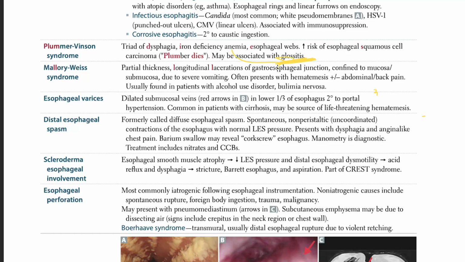Mallory-Weiss syndrome, you have a longitudinal partial thickness laceration of the gastroesophageal junction, confined to the mucosa and submucosa. So this is your GE junction, let's say. It is going to be confined to mucosa, submucosa. So it's not a full transmural thickness ulcer. It's only a partial thickness ulcer.